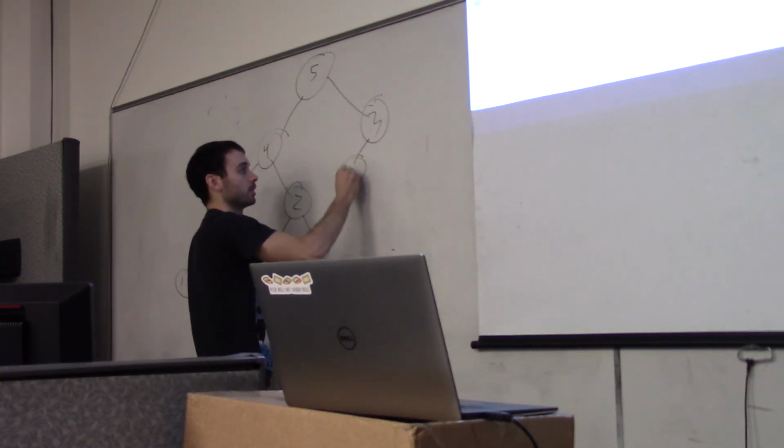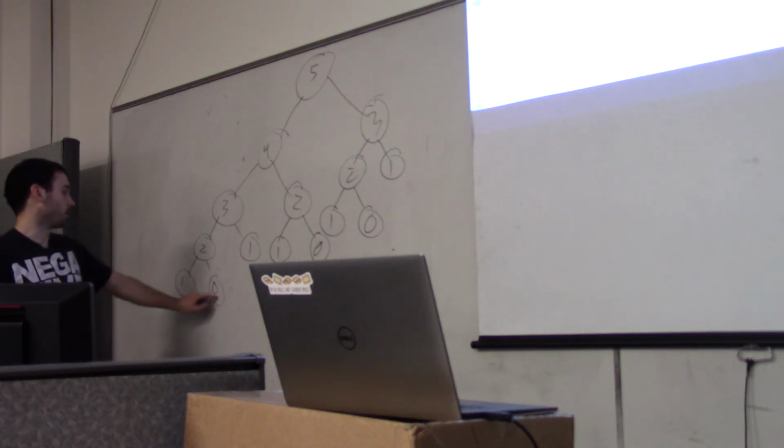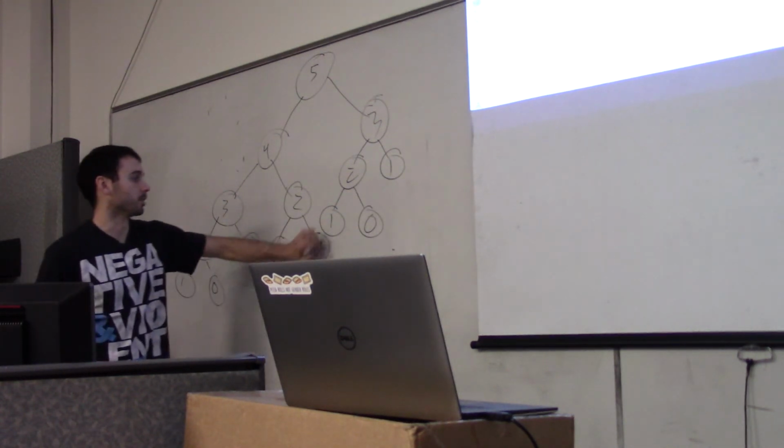On the right side, we need 2 and 1. For 2, we need 1 and 0. And 1 we already know. So everything at the bottom here, you'll notice they're all the base cases. 1, 0, 1, 1, 0, 1, 0, 1.